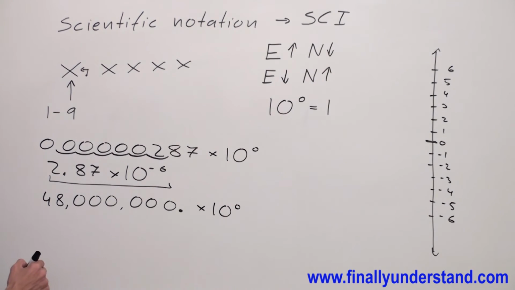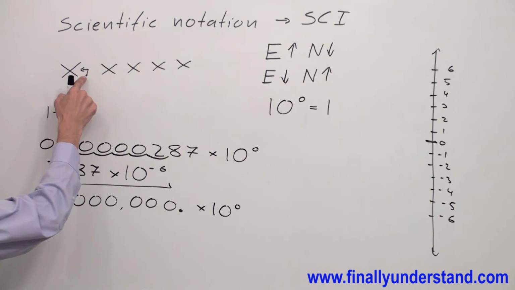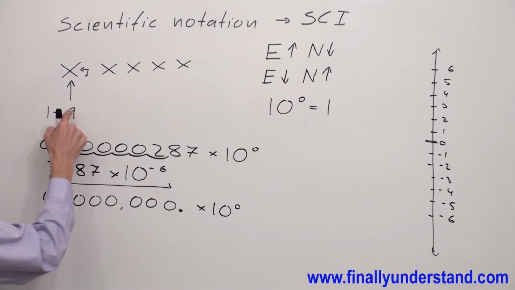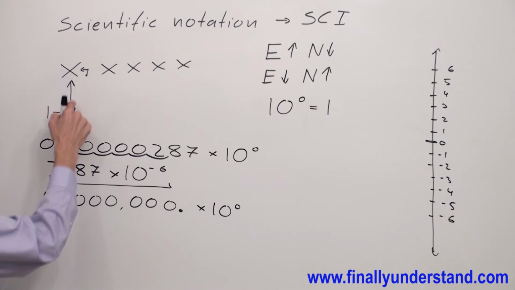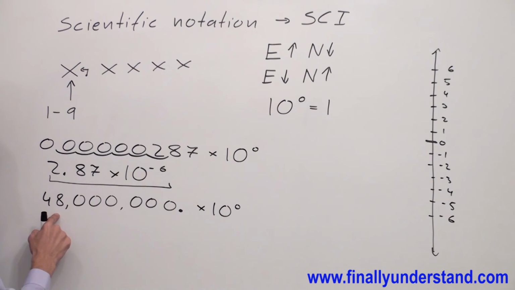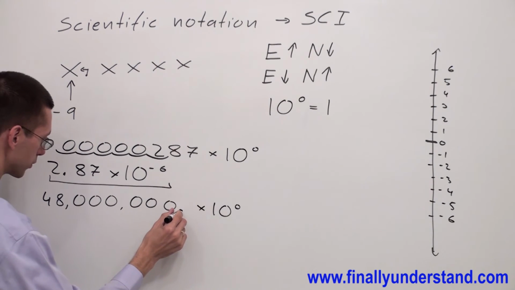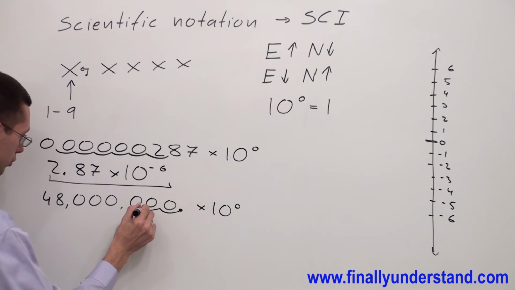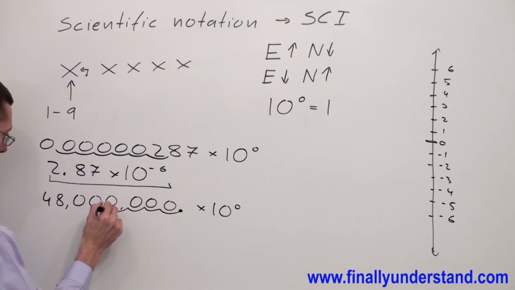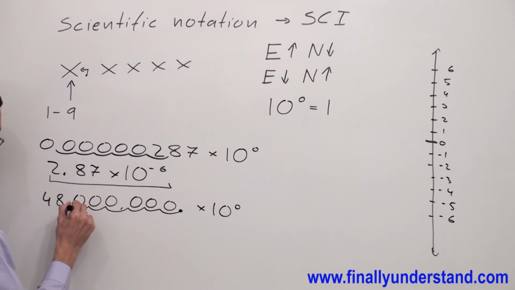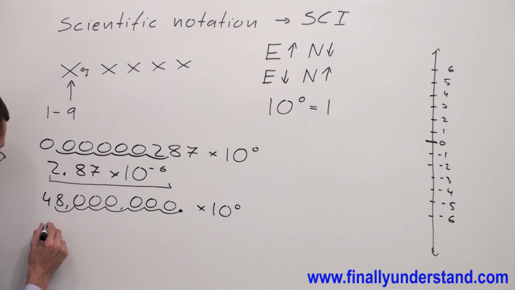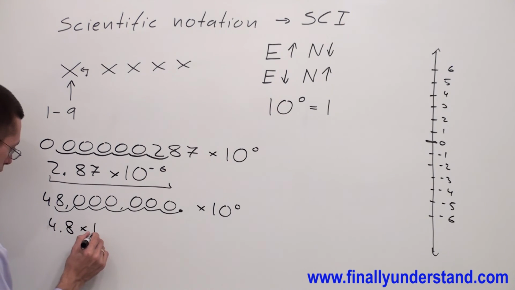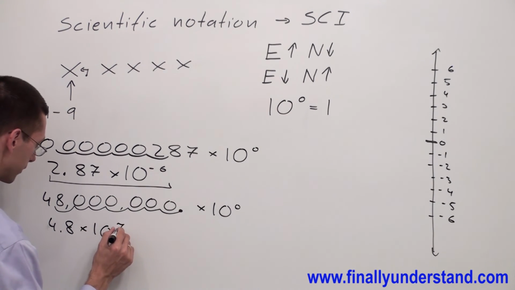Now the definition says that I'm supposed to have a number from 1 to 9 on the left side of the decimal point. Right now I have 48 millions. It's a little bit too much. So I'm going to move my decimal point 1, 2, 3, 4, 5, 6, 7. I have 4.8 times 10 to 7.